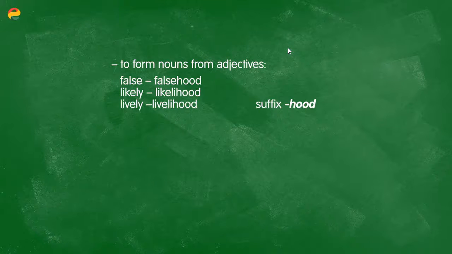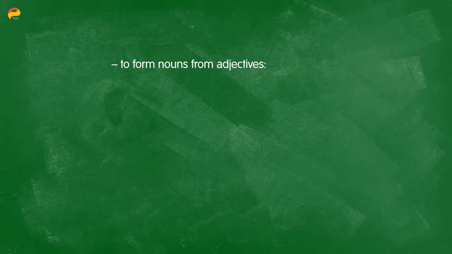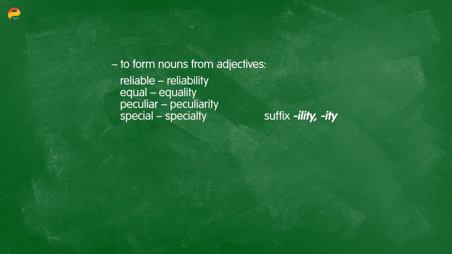And lively turns into livelihood. And the last two that we'll discuss are the ility or the ity ending. Here, we've already mentioned ity once, but it's used with a few different spelling combinations, so it's best to mention it here as well. For example, reliable becomes reliability, equal becomes equality, peculiar becomes peculiarity, and special becomes specialty.